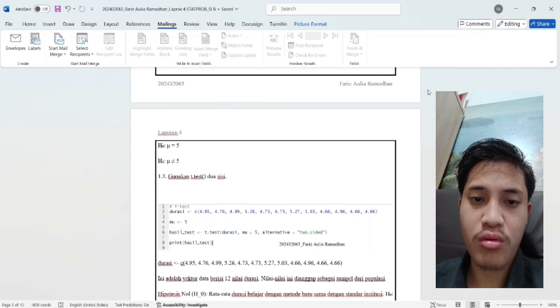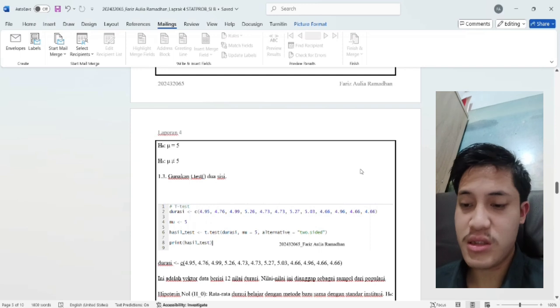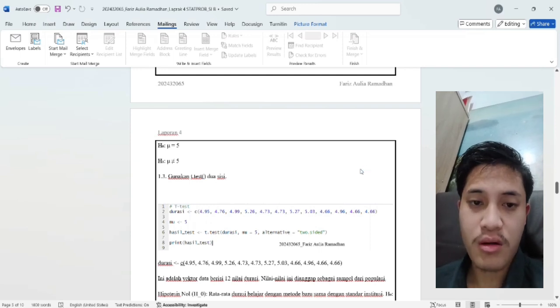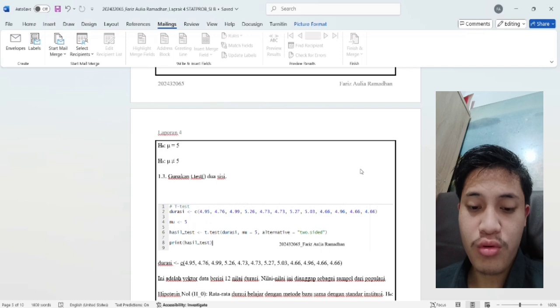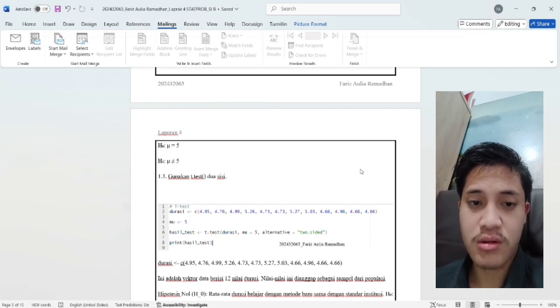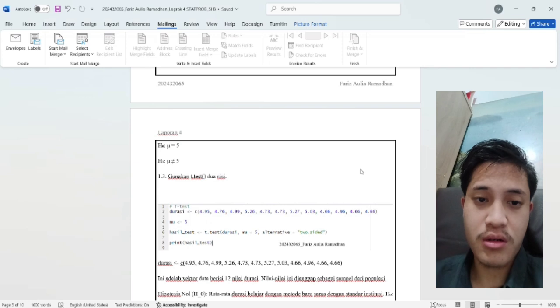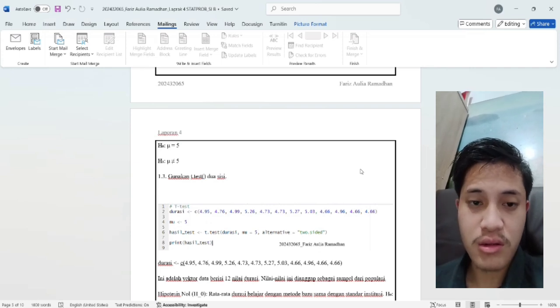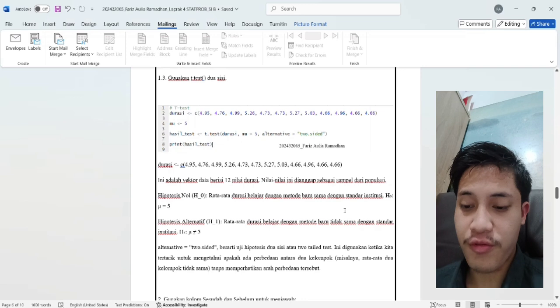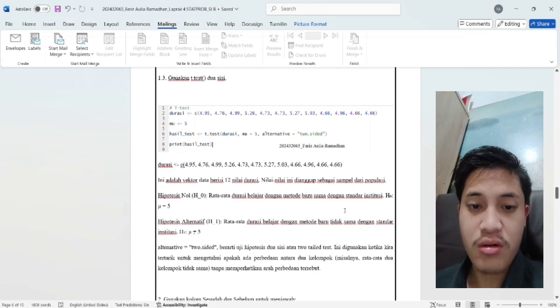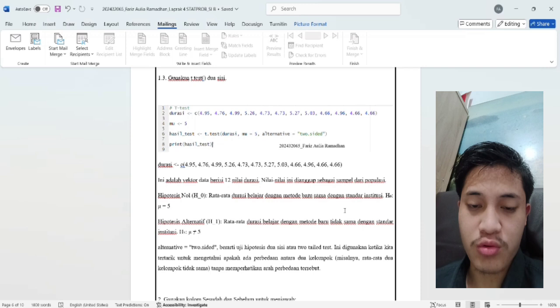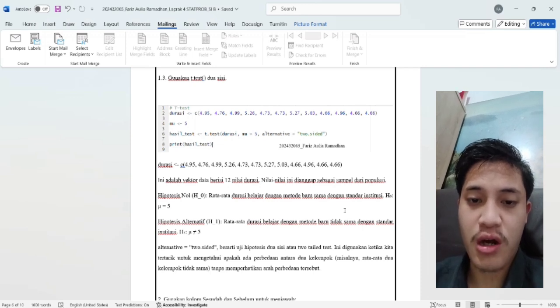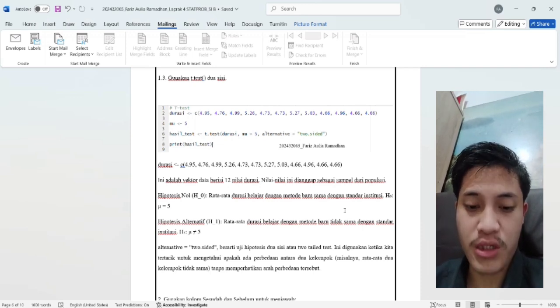Number two, perform hypothesis testing. H0: mu equals 5. H1: mu not equal to 5. Use a two-tailed test. This is a factor of 12 duration values. These values are considered a sample from a population.